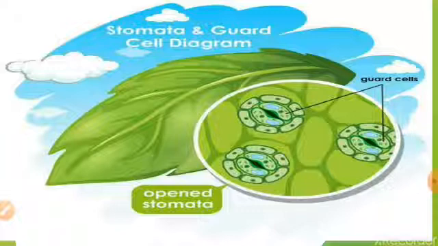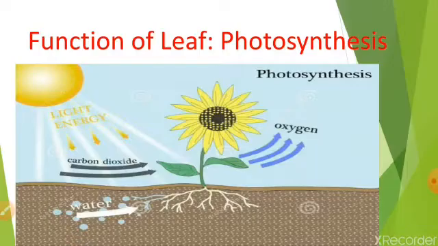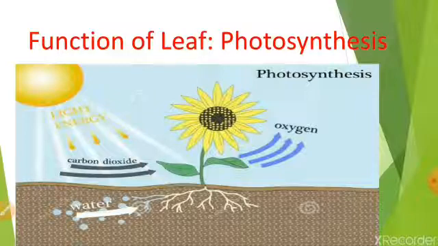Then what is the function of leaf? The green leaf prepares food by the process of photosynthesis. That means with the help of sunlight, carbon dioxide, water, minerals and chlorophyll, using these substances the leaf can prepare its own food. Did you know the leaf is called the food factory of a plant? Because it is involved in the preparation of food.